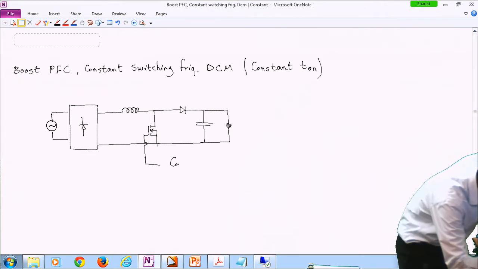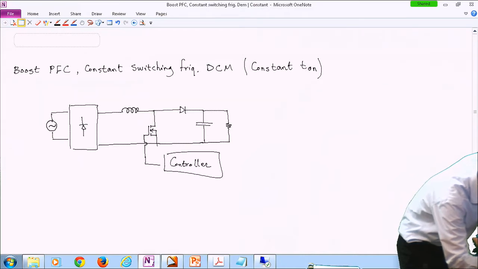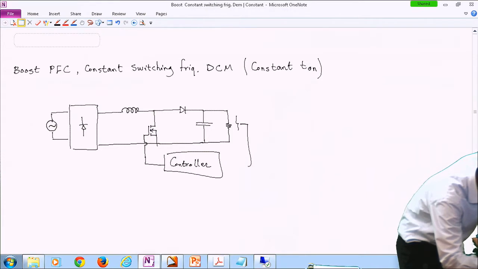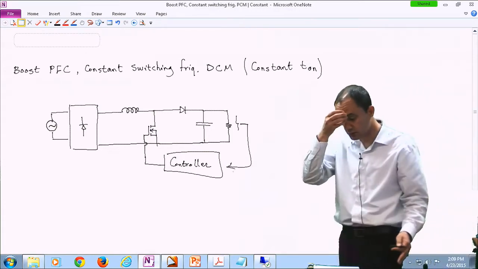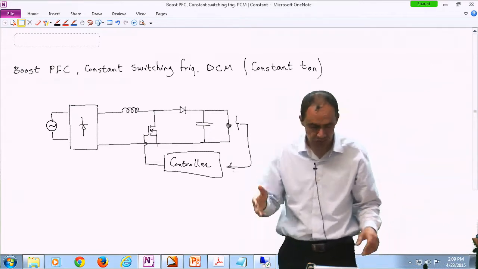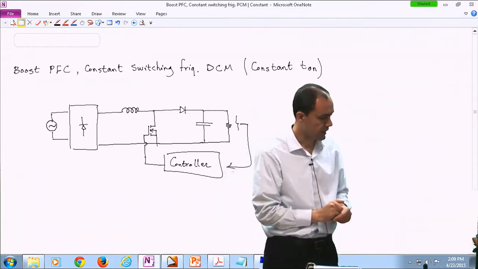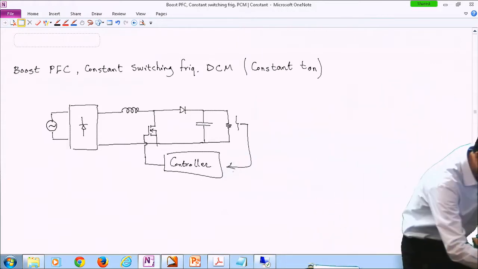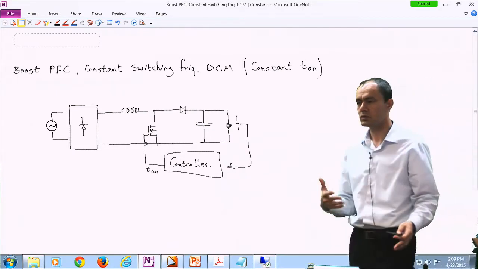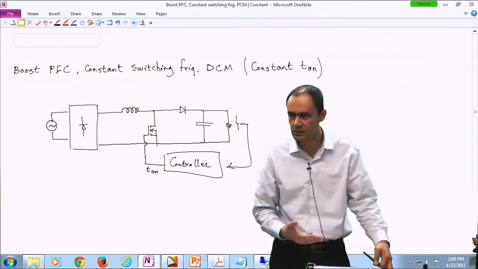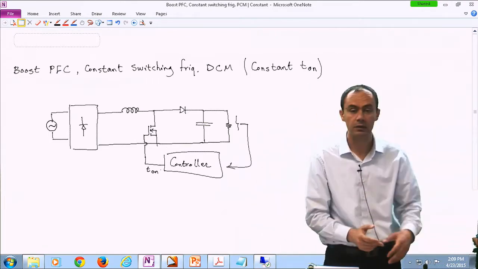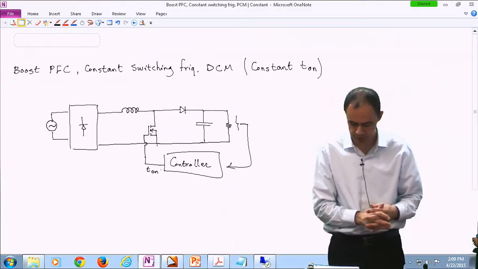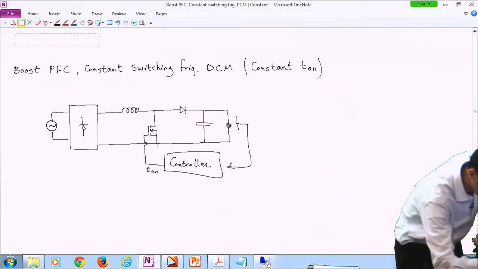So there's a controller here. Remember, we still would like to regulate our output voltage. So we are still measuring the output voltage and comparing it with the reference, and there's a compensation network involved. And then we decide how much the value of T on should be. So this controller determines whether T on should be 10% of the duty cycle or 20% of the duty cycle, 10% of the switching period or 20% of the switching period, whatever that is. So it's quite simple.